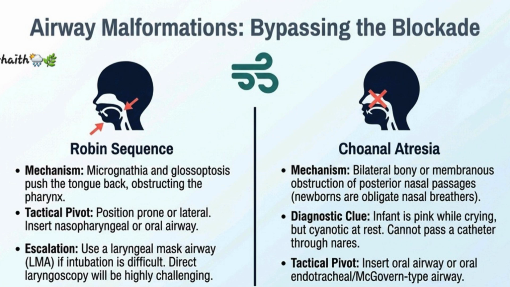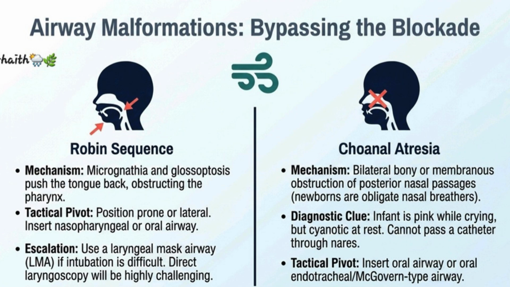Let's start at the airway, with 2 conditions that look similar on the surface but need different fixes. Robin sequence first. The mechanism is micrognathia and glossoptosis. A small jaw lets the tongue fall back and obstruct the pharynx. The tactical pivot is positioning. Place the infant prone or lateral, and insert a nasopharyngeal or oral airway to hold the tongue forward. If intubation proves difficult, and in these infants it often is, escalate to a laryngeal mask airway rather than persisting with direct laryngoscopy, which is going to be a genuinely hard view in this anatomy.